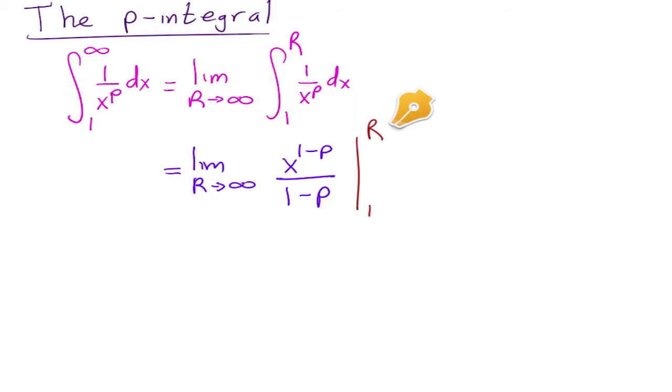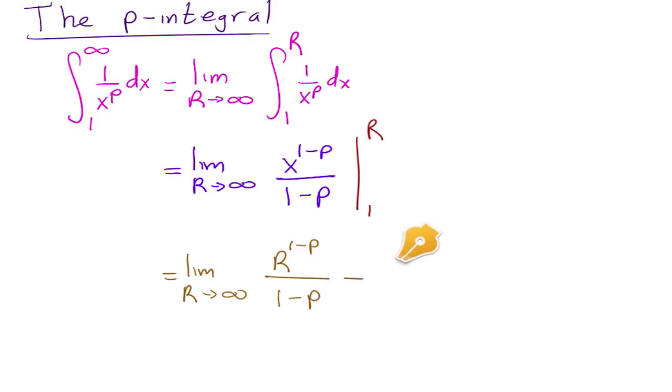Okay, so let's plug it in. This is equal to the limit as r goes to infinity of r to the 1 minus p over 1 minus p, minus 1 to the 1 minus p. What is 1 to any power? 1. Okay, 1 minus p. So this is the limit that we're analyzing. What we're trying to look at is, for what values of p does this expression right here converge or diverge?